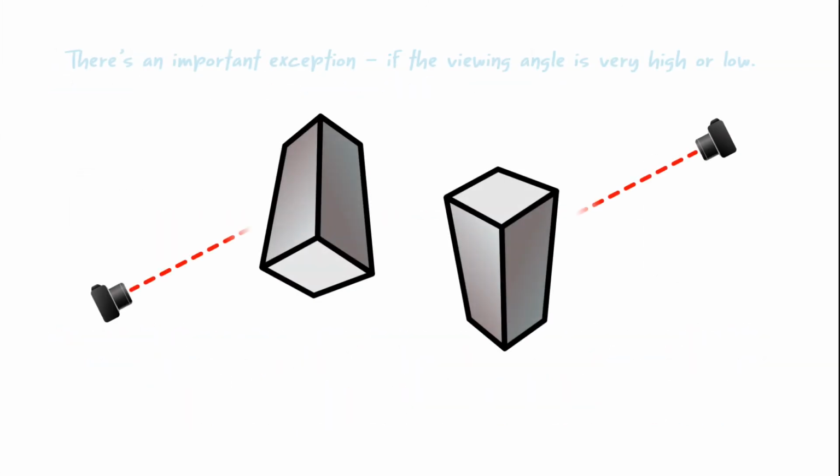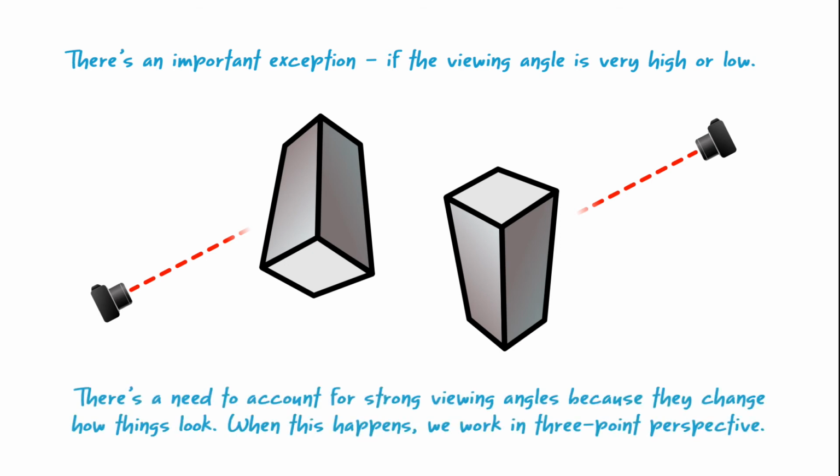There's one exception. When our viewer is looking really high or really low, we have to approach things differently. That kind of extreme viewpoint will change what our drawing looks like. When this happens, we need to work in 3-point perspective.